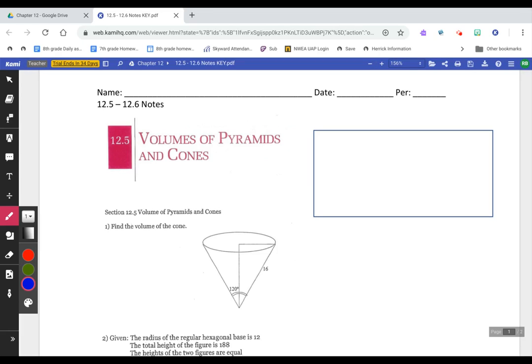Today you'll be taking notes on section 12.5 and 12.6 and then doing the homework assignment that goes along with these two sections. These notes should be pretty quick. For 12.5, we're talking about the volume of pyramids and cones.